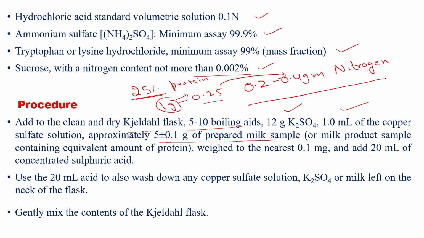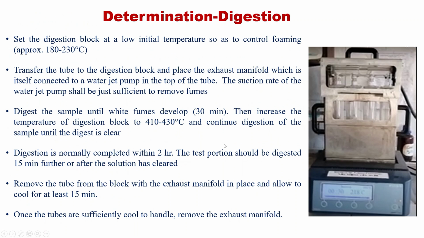Then you have to add 20 ml of the concentrated sulfuric acid. Use the 20 ml acid to wash down any copper sulfate solution adhering to the glass of the tube, and also potassium sulfate or milk left on the neck of the flask. Any sample adhering to the glass can be washed down with the acid. Then gently mix the content of the sample, and then go for the digestion.